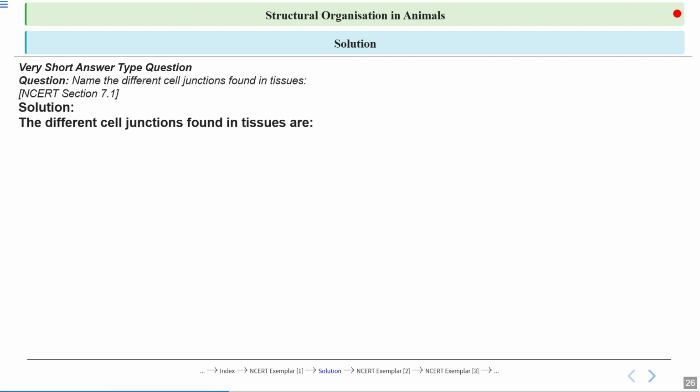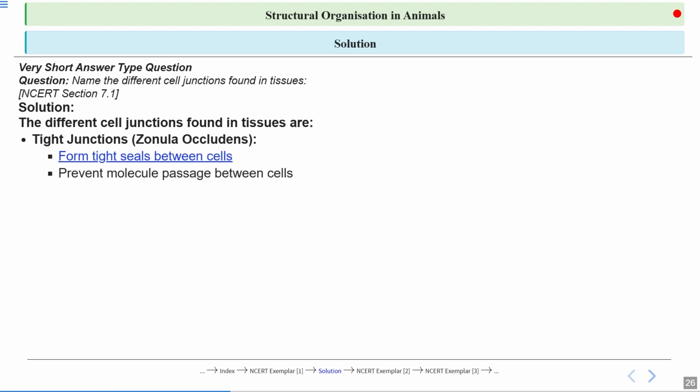Different cell junctions found in the tissue are tight junctions, also called zona occludens. They form a tight seal between the cells. So there is one cell, and adjacent to it there is another cell, and there is a connection between these two cells. They are tightly packed, and only then are they able to form the tissue. Without these junctions, the cells cannot make the tissue, right?